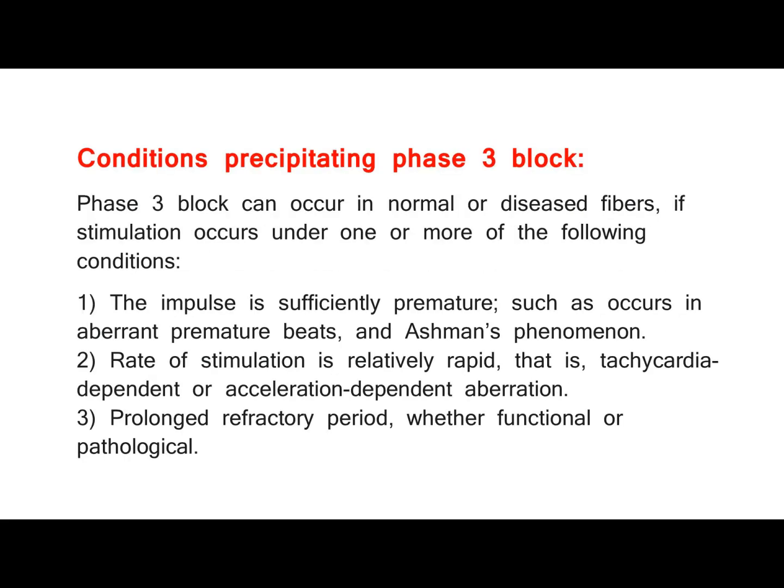Conditions precipitating phase 3 block. Phase 3 block can occur in normal or diseased fibers, if stimulation occurs under one or more of the following conditions. 1. The impulse is sufficiently premature, such as occurs in aberrant premature beats, an Ashman's phenomenon. 2. Rate of stimulation is relatively rapid, that is, tachycardia-dependent or acceleration-dependent aberration. 3. Prolonged refractory period, whether functional or pathological.